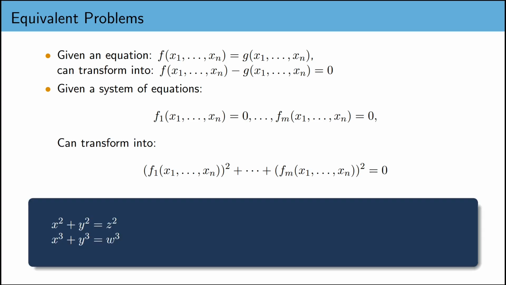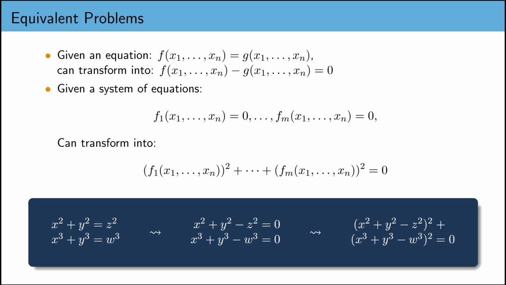So, for instance, suppose we're interested in finding out if there's an x and y whose sum of squares is a square and whose sum of cubes is a cube. We first subtract the right-hand side from both equations to get two equations of the form some polynomial is equal to 0. Then we square both polynomials and take their sum to get a single equivalent some polynomial equals 0 type equation, the type of equation that we were originally interested in.